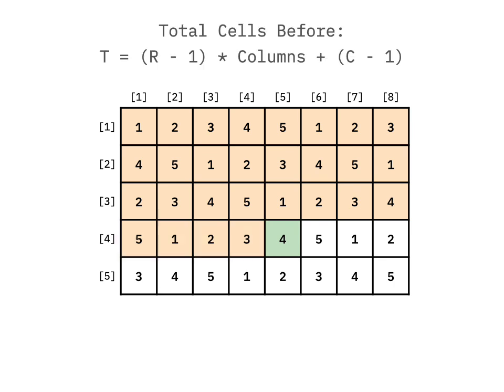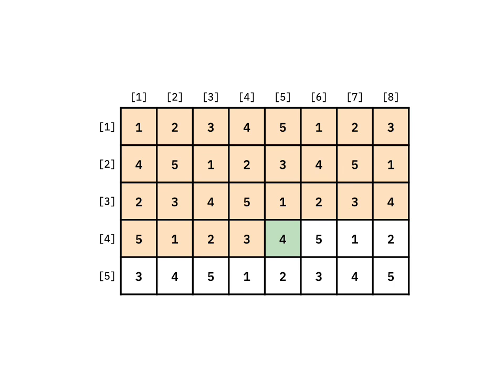Thus, the total number of cells that occur before the cell of interest is r-1 times columns for the block of cells in the previous rows, plus c-1 for the block of cells in the same row but before the cell of interest. After that, we can group the total number of cells that occur before the cell of interest into ranges of cells containing the values from 1 to m.